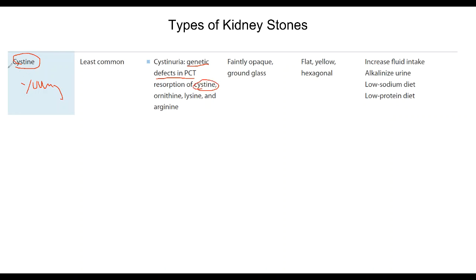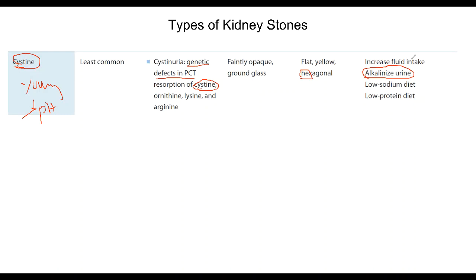And how many sides does the cysteine crystal have? Remember hexagonal, which means it's 6 sides. Same thing, because it's like uric acid, I think about low pH, right? Low pH. So one of the treatments for it is to alkalize the urine, right? Low protein diet, same thing, protein breaks down to form cysteine. Low sodium diet, again, we talk about the reabsorption of calcium, and increase in fluid intake.